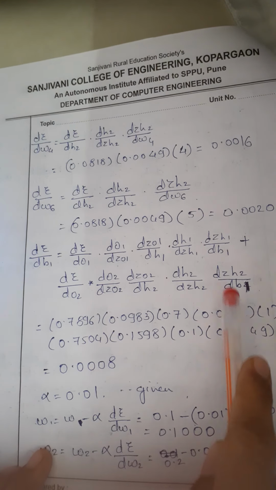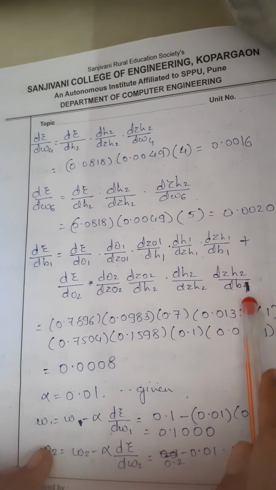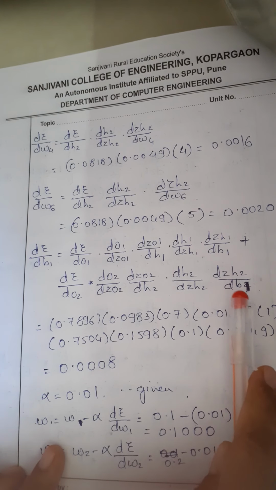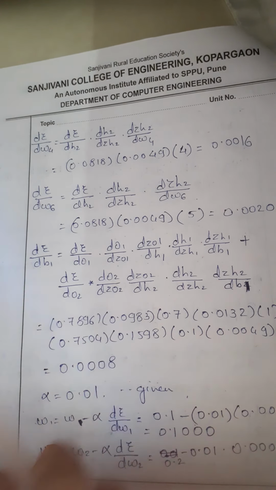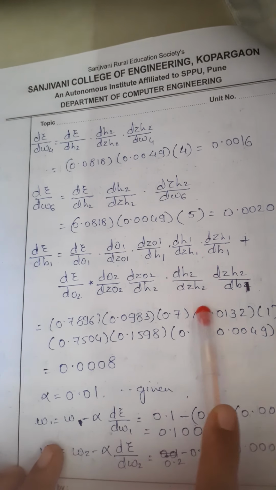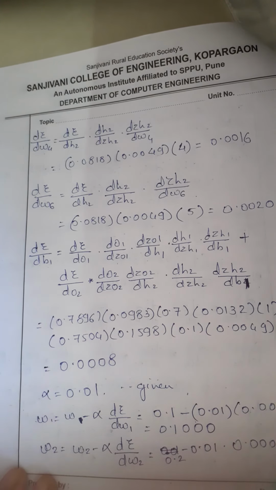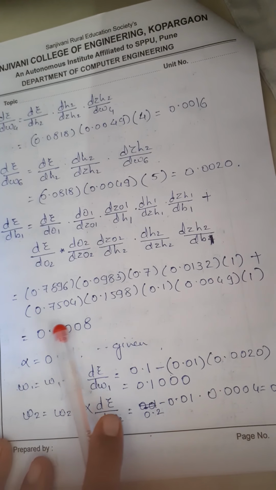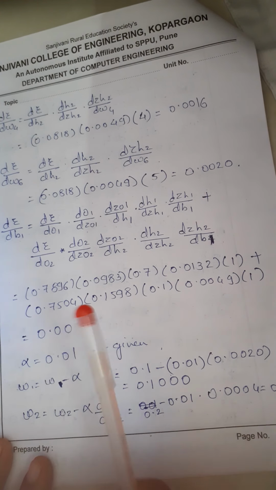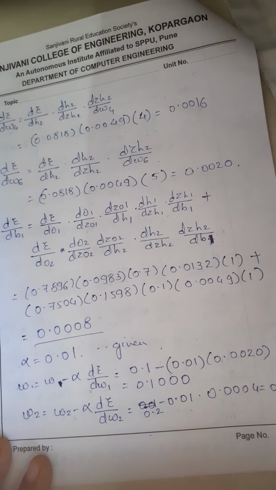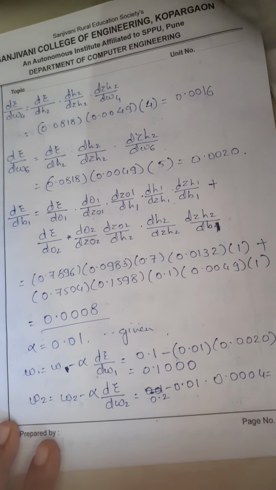Why am I saying that H2 depends upon B1, not on B2? If I talk about B2, it is related to O2 and O1, not to H1 and H2. Here we have come into the premises of H1 and H2, so we will have B1. Put in all the values, which we have computed previously, and we get the answer. So this shows how B1 affects the error. Previously we have already computed how B2 affects the error.